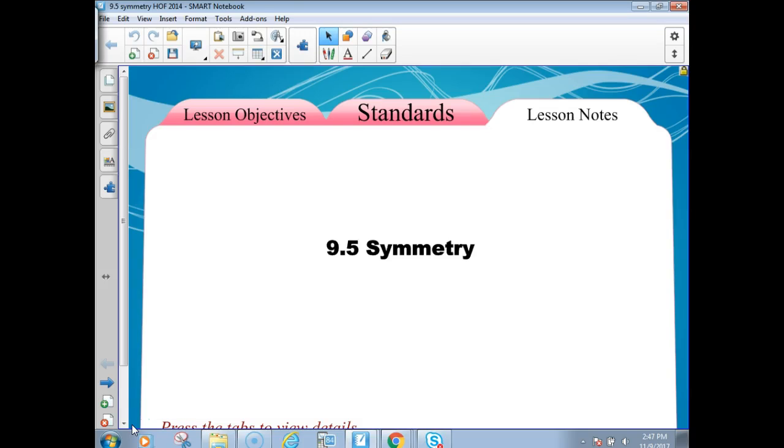Okay, today we're going to talk about symmetry, and I bet some of you already know something about symmetry. Can anybody tell me what the word symmetry, having symmetry means? Even on both sides, very good. That is a nice way of putting it.